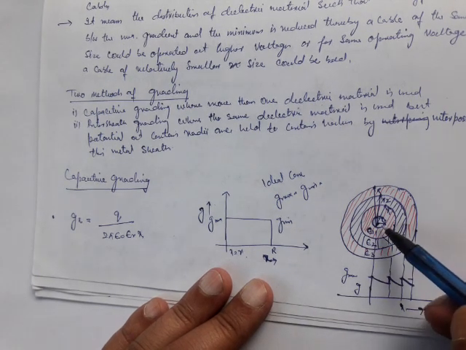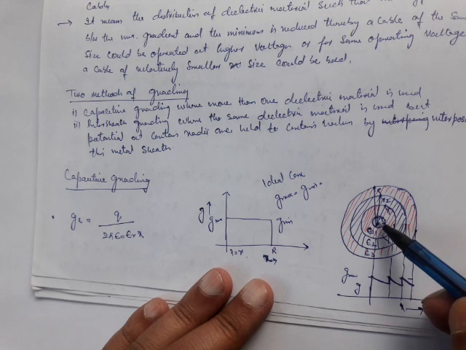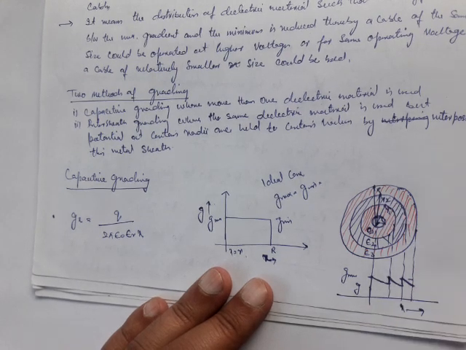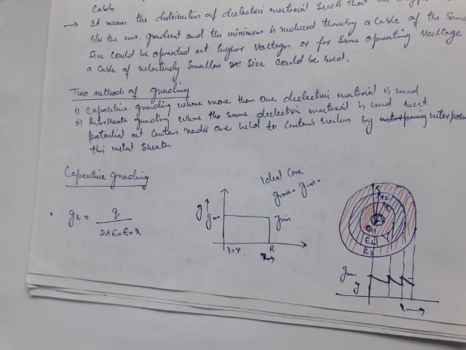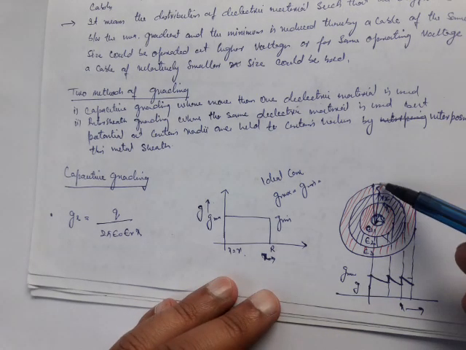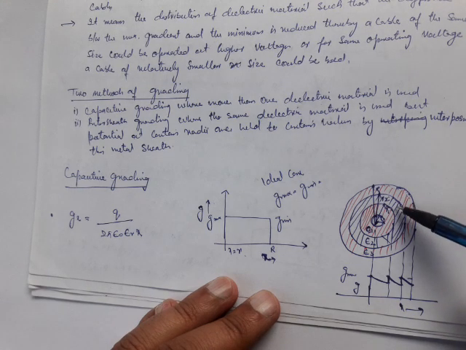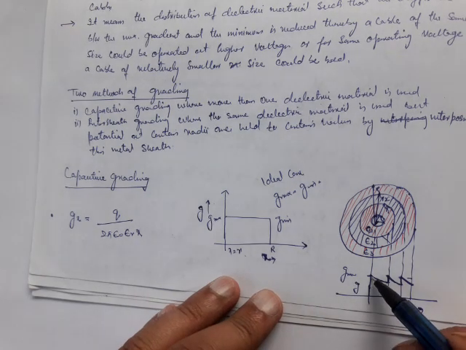And the radius of the first dielectric from the center of the conductor is denoted by small r1, the radius of the second dielectric is denoted by small r2, and the radius of the third dielectric is denoted by capital R. Actually, this is not the radius of this dielectric. We can see the thickness of the last dielectric is capital R minus r2. The second dielectric thickness will be small r2 minus small r1, and the first dielectric thickness will be r1 minus small r. And this is the potential distribution.